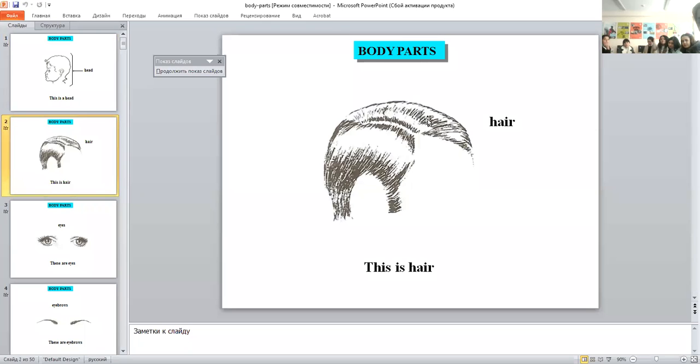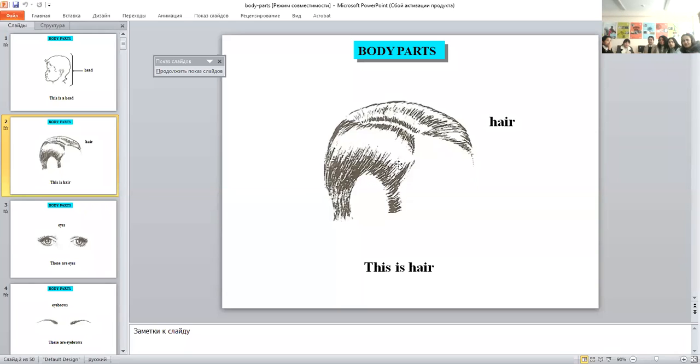Attention. This is hair. Dear students, pay attention. We normally don't use the article with the noun hair. So this is hair. This is hair. This is hair.